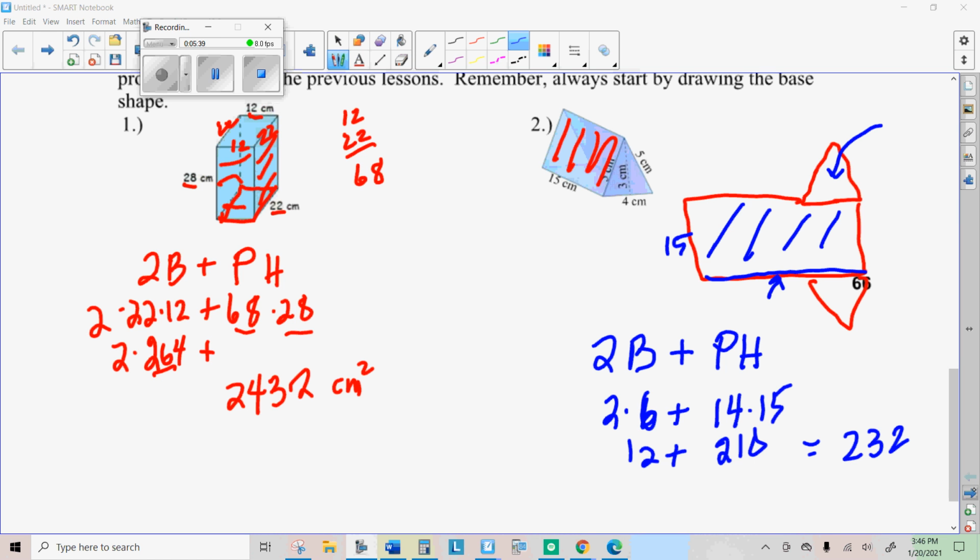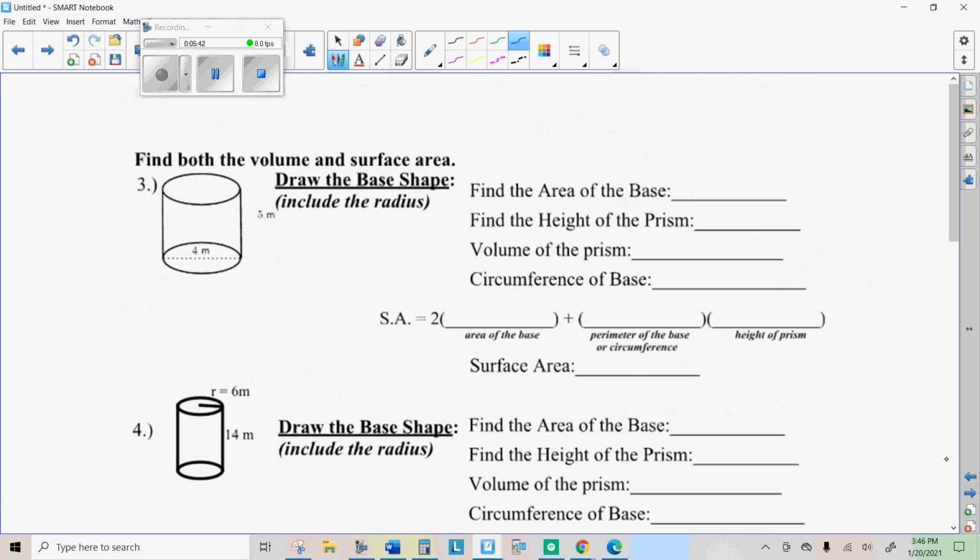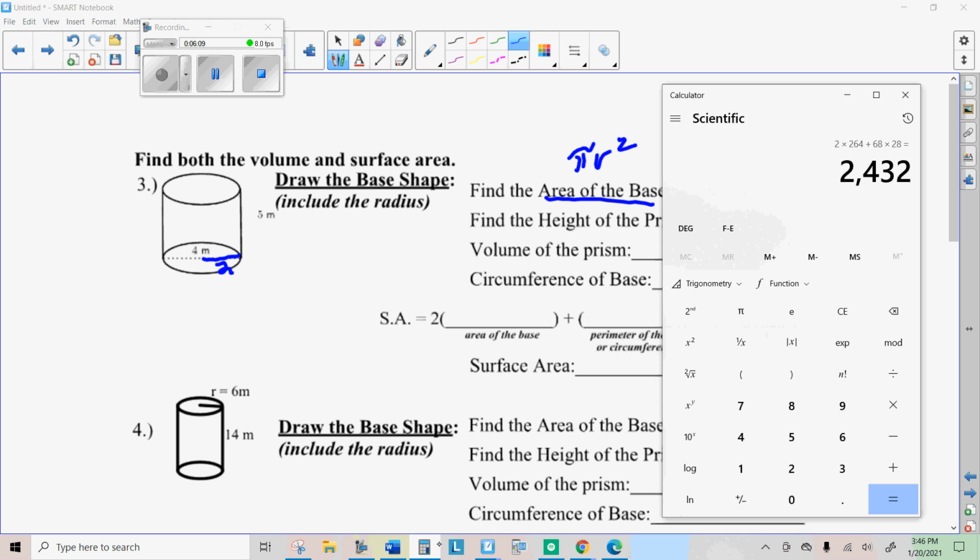Check out my work. Okay, we're going to apply that same strategy to help us find the volume or the surface area of a cylinder. We're going to need the area of the base, so let's go ahead and do that. And that formula is pi times the radius squared. So 3.14 times the radius. Now, 4 is the diameter here, so we only need half that for the radius. That would be 2. So we're going to do 3.14 times 2 squared. So that's 12.56.